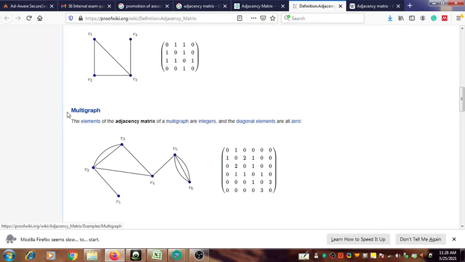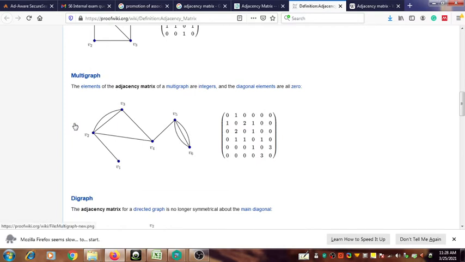Then coming to the example of a multigraph. What is a multigraph? A multigraph must contain some multiple edges. You can see in this graph how many vertices there are: v1, v2, v3, v4, v5 and v6. There are 6 vertices, and edges are also present, but when you come to this edge, you can see more than one edge connecting the vertex v2 and v3. These edges are called multiple edges. Thus we have a multiple edge at one position, between v2 and v3.